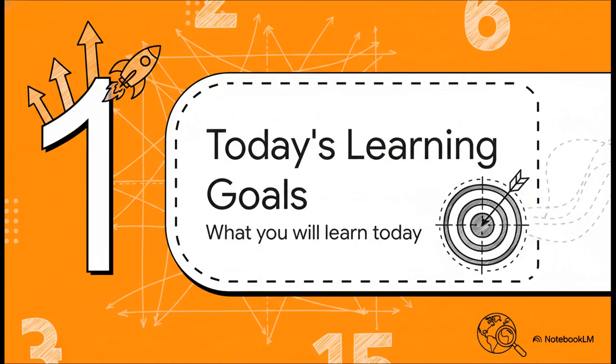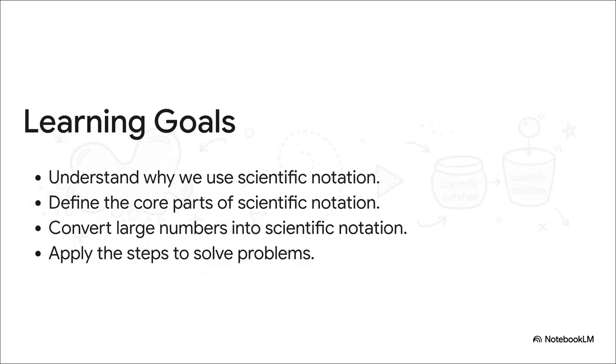Okay, first up, our learning goals. So by the time we're done here, what will you be able to do? Well, our goal is pretty simple, actually. You're going to understand why we use scientific notation in the first place. You'll be able to define its core parts, convert those big old numbers into scientific notation, and then, most importantly, apply those steps to solve problems. Sound good? Let's get started.